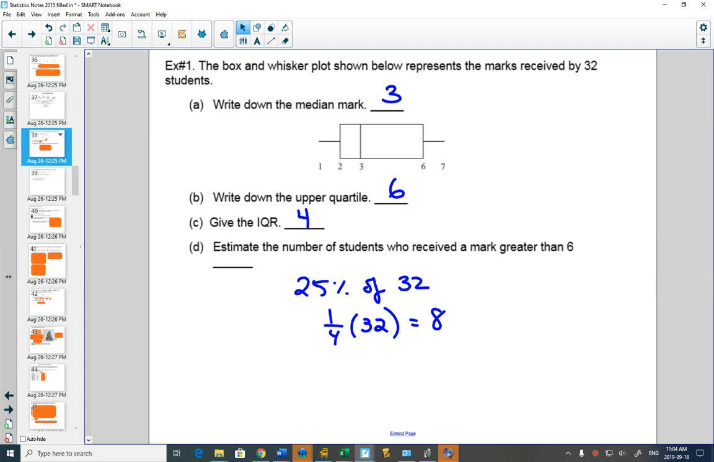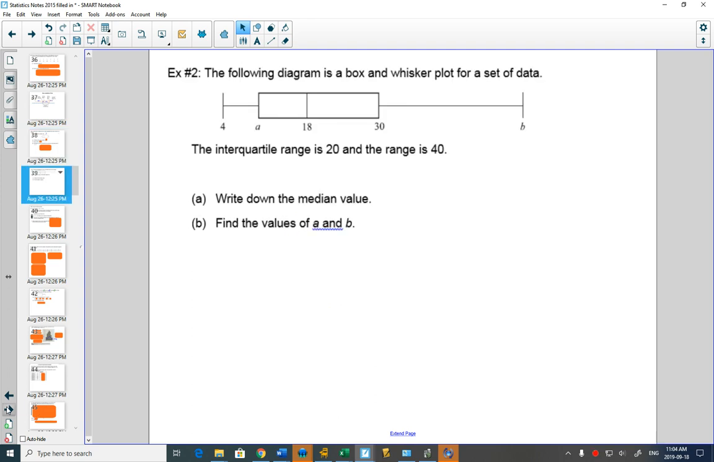It's a little bit of problem solving in this next one. Not too bad. You've got your box and whisker plot. They tell us the interquartile range is 20 and the range is 40. Write down the median value and find A and B.